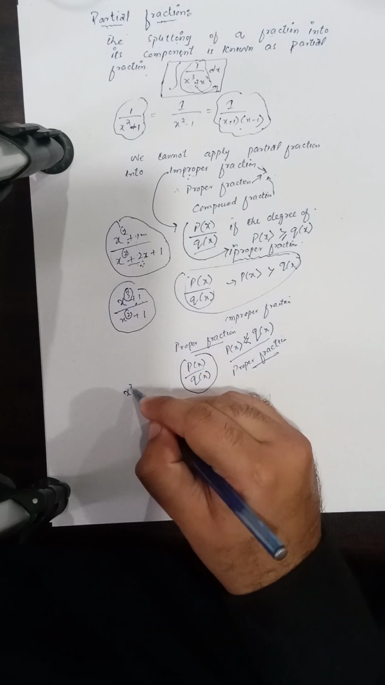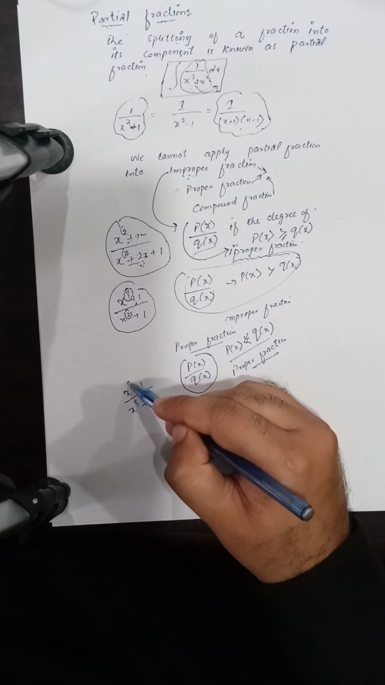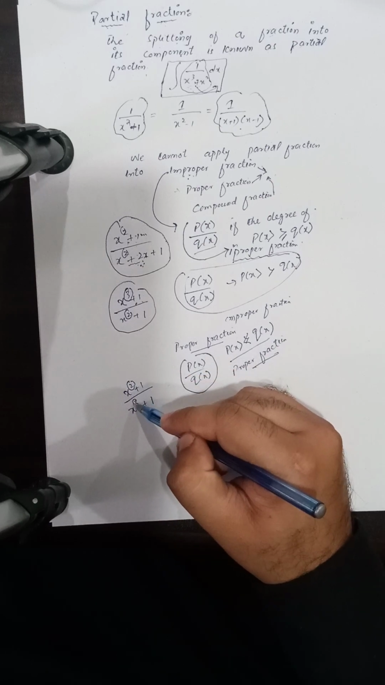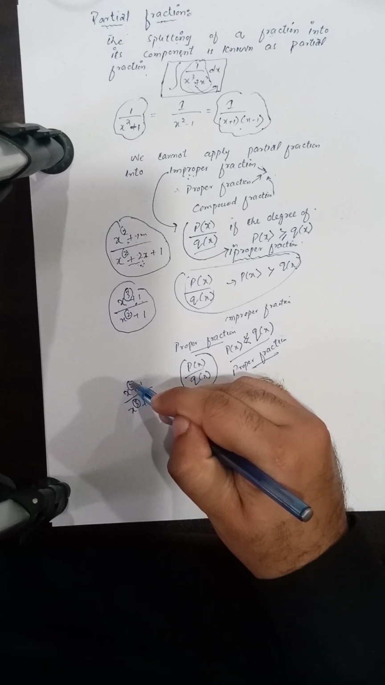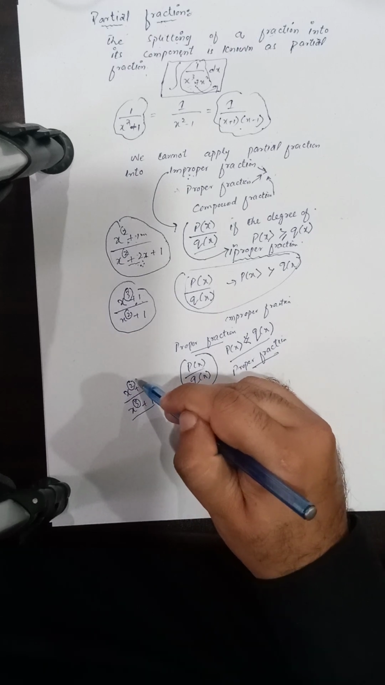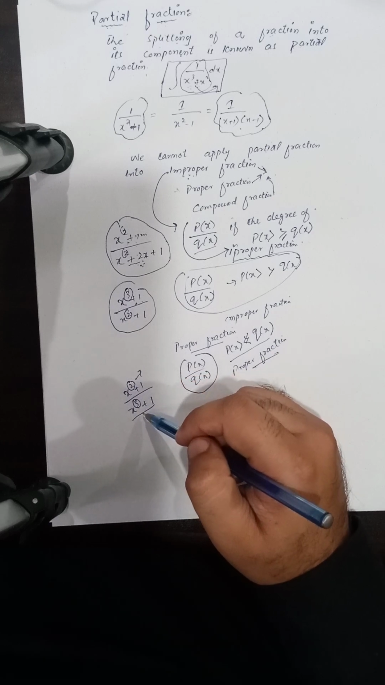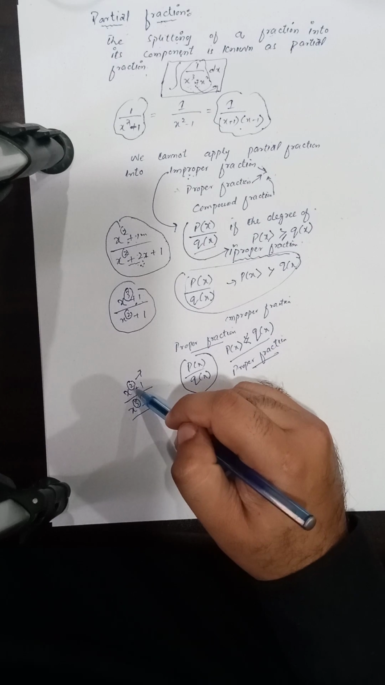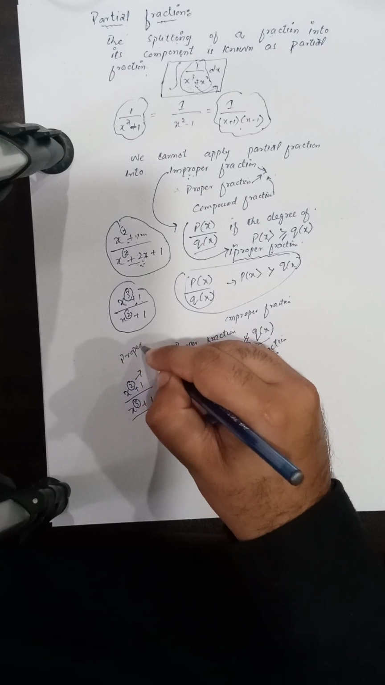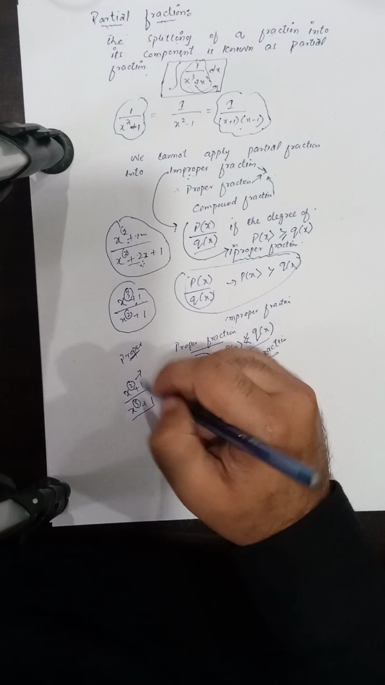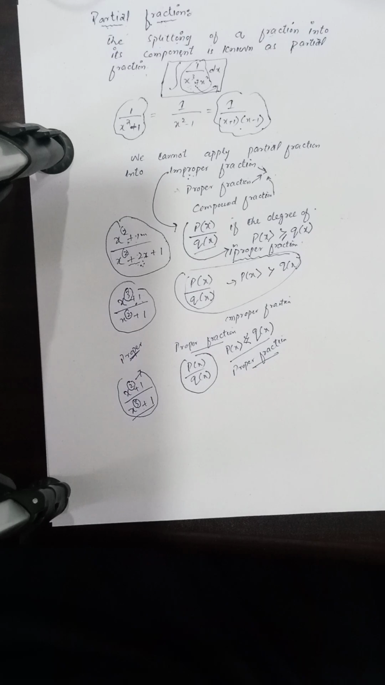For example, x square plus 1 divided by x cube plus 1. The degree of the numerator is less than the degree of the denominator. The denominator is a cubic expression and the numerator is a quadratic expression. So the degree of the denominator is greater than the numerator, so this is a proper fraction, and we can apply the partial fraction tools on this function.